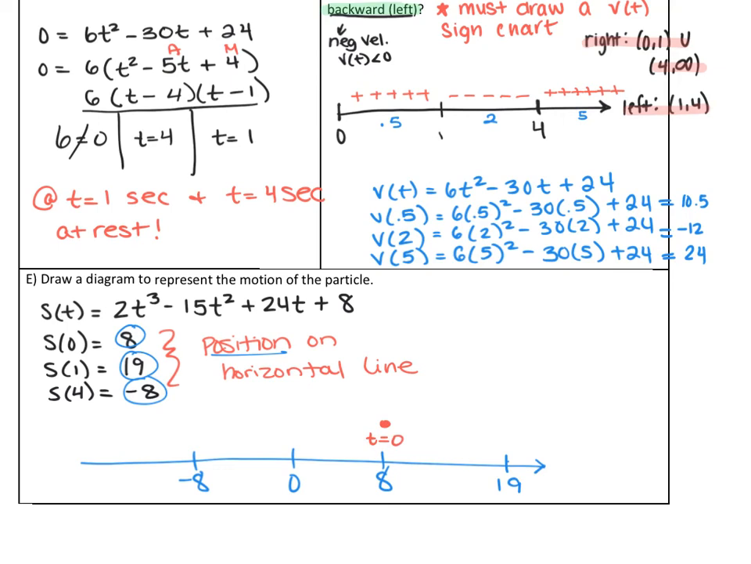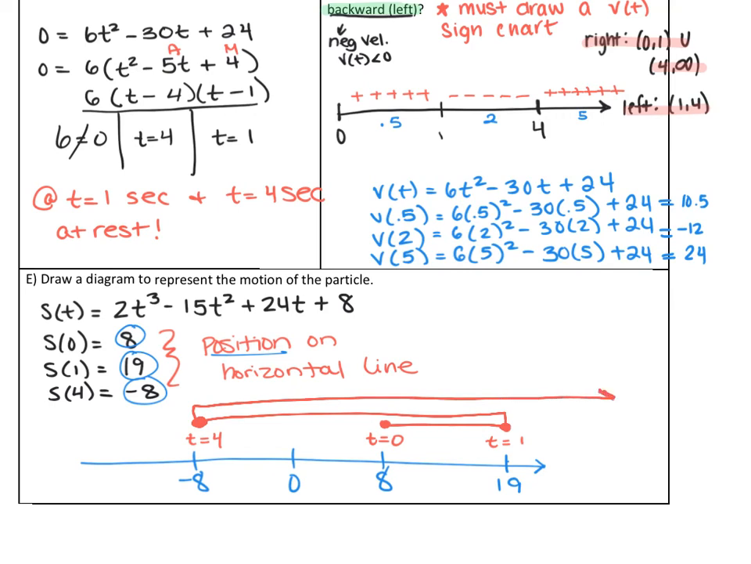Then for when time is 1, we're moving to 19. So I can put another dot here at 19 and say this is at time equals 1. And then the last thing, at time equals 4, we're at negative 8. So we're going to put another dot at negative 8 and call this time equals 4. Technically along the horizontal line, we're starting at 8, going to the right to time equals 1, going back to negative 8 at time equals 4, and then continuing to the right forever.